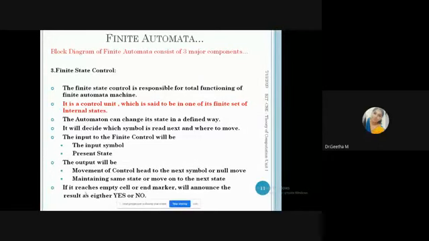Third, fifth point: the input to the finite control will be the input symbol and present state, so Q cross sigma. Two things you want to see here. Then the output, the second point: the output will be maintaining the same state or moving on to the next state. So that will be given by capital Q.